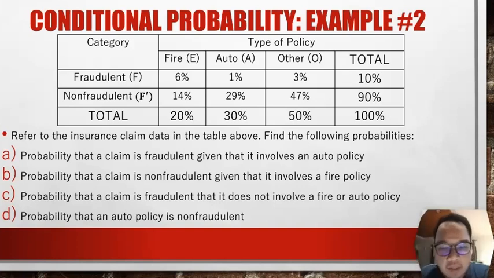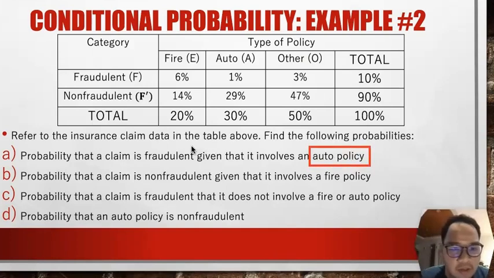to just analysis, especially for those visual ones like you. Refer to the insurance claims data above and find the probability that the claim is fraudulent given that it involves an auto policy. Now, if it involves an auto policy, we are actually just reducing the sample space into the auto policy because we have the word given here. So we're only restricting ourselves to the auto policy here.